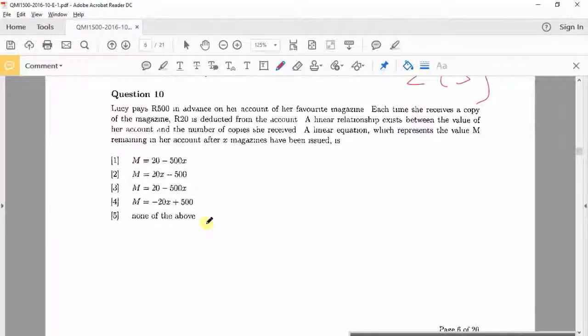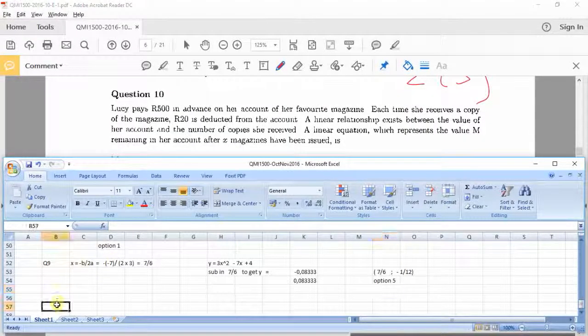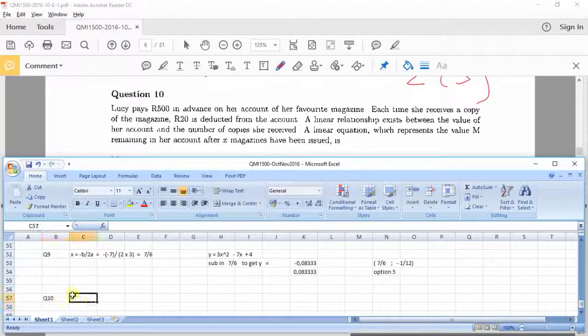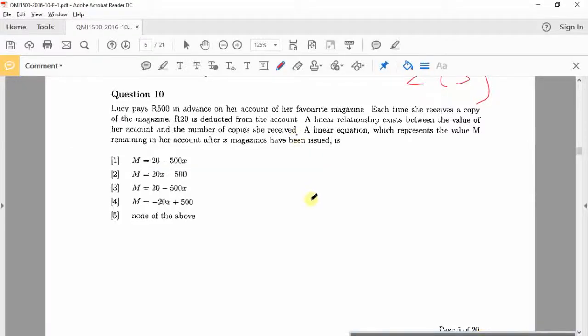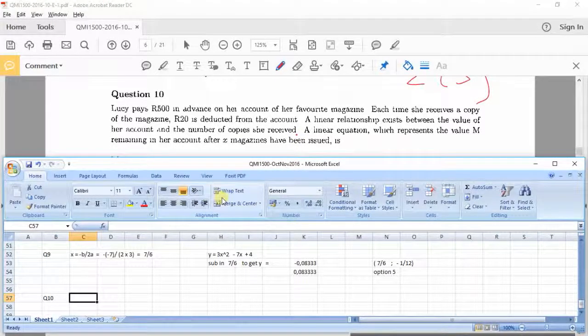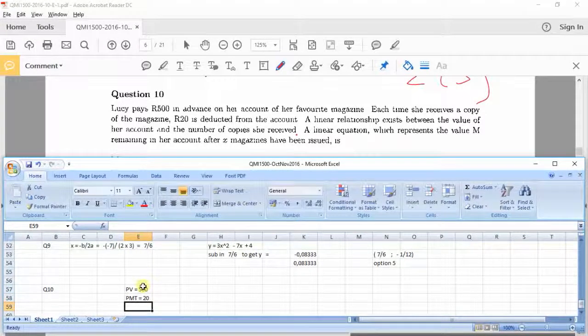Right, 10. Lucy pays 500 in advance on her account for a favorite magazine. Each time she receives a copy of the magazine, 20 is deducted from the account. Okay, so paying in advance, PV is 500. Every month, 20 is deducted. That's the payment. A linear relationship exists between the value of her account and the number of copies she received. Linear equation represented by M remaining in her account after X magazines.